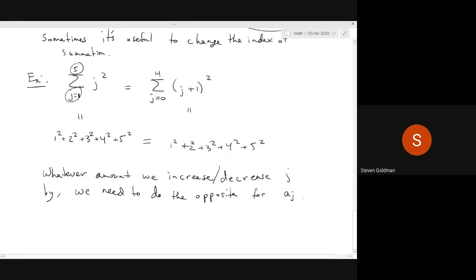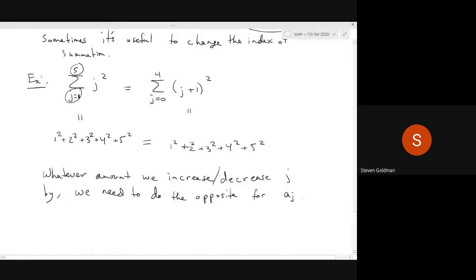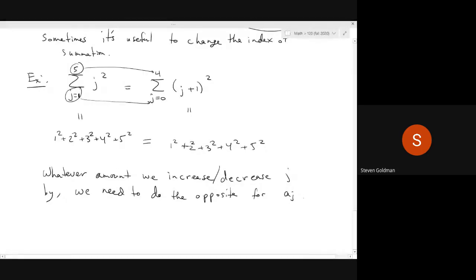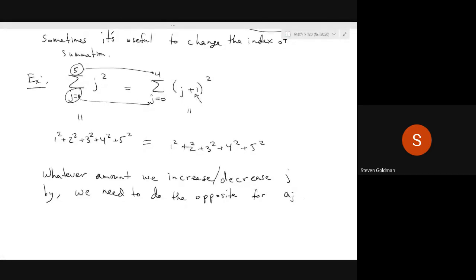So for this example, let's say for whatever reason, instead of starting at j equals 1, I want to start at j equals 0. But I want to make sure that the sum is the same. I don't want it to change. I want it to be equal. So I can change it from 1 to 0. I just also have to change 5 to 4. I have to go down by 1. And in here, I have to go up by 1 so that it stays equal. So the two sides are equal. They're the same. Okay, so I can change the index of summation, but to keep my summation the same, I have to balance it out.